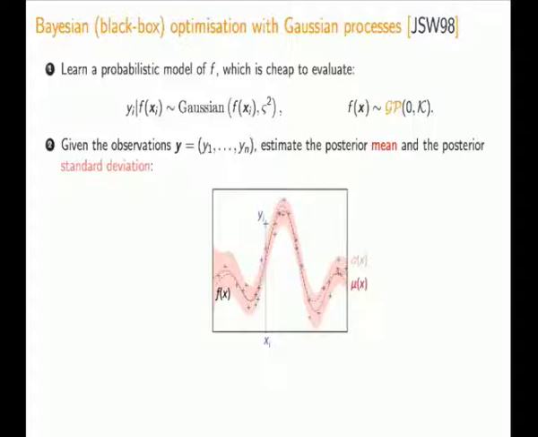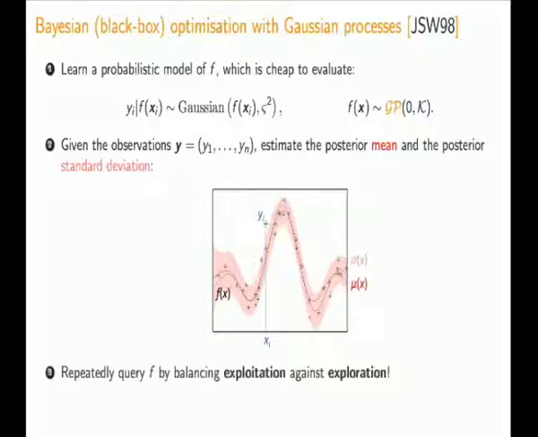Okay, so we have a way of building a surrogate model, and at every point here we can evaluate the mean function, we can evaluate the standard deviation function, and we can compute some utility functions, acquisition functions. We can do some trade-off between exploration and exploitation, and we'll talk about that in more detail later.